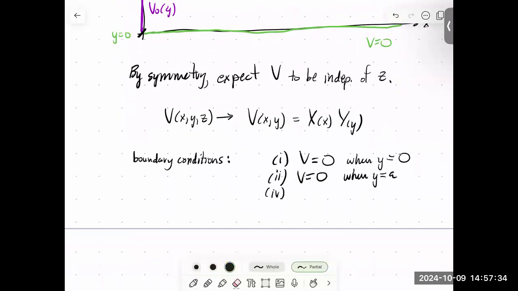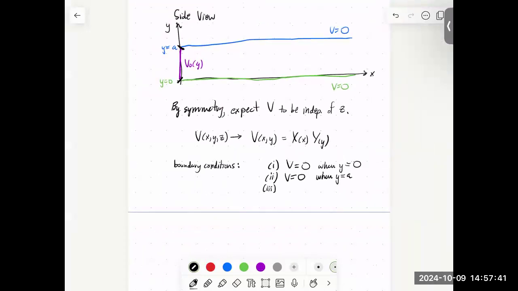This will be three. We already talked about the fact that if I go to x is plus infinity, then I'm infinitely far away from the charged purple strip, and I would expect the potential to vanish.